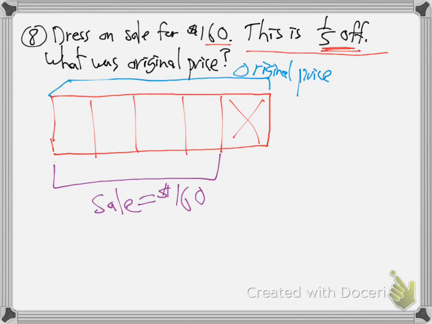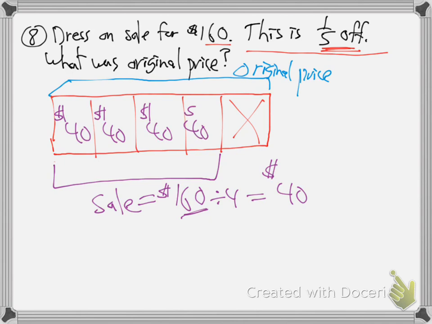The sale price is 1/5 off, so it's just 4 boxes. And the sale price comes out to be 160, so that must be divided by 4 boxes, right? There's 1, 2, 3, 4 boxes in the sale price, so it is $40 per box. So each of these is $40. So this must be $40, $40, $40. They're all the same. So even this one is $40.